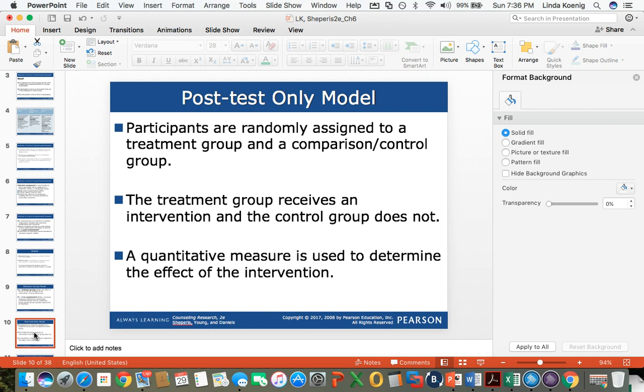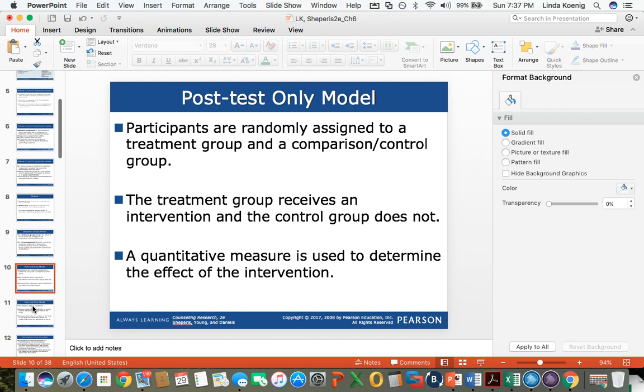All right, we have post-test only models. And in a post-test only model, participants are randomly assigned to a treatment group and a control group. The treatment group receives an intervention, the control group does not. And then we measure to determine the effect of the intervention by comparing the scores of the treatment group and the control group.